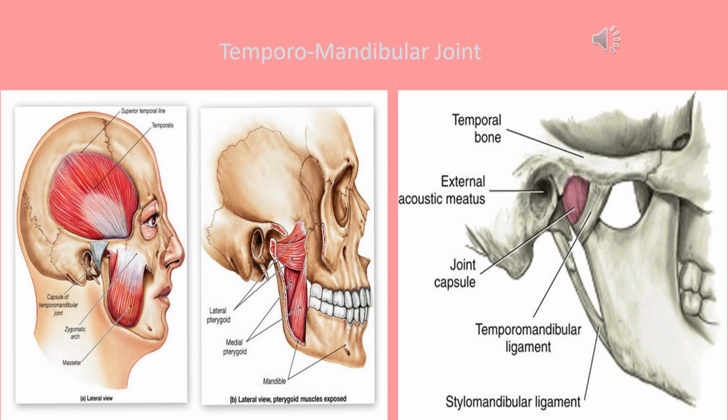And then in the second illustration there, we see the medial and lateral pterygoids, which help to move the jaw left, right, front, and back. So those muscles and their tendons also stabilize the temporomandibular joint so that the bones are held together.